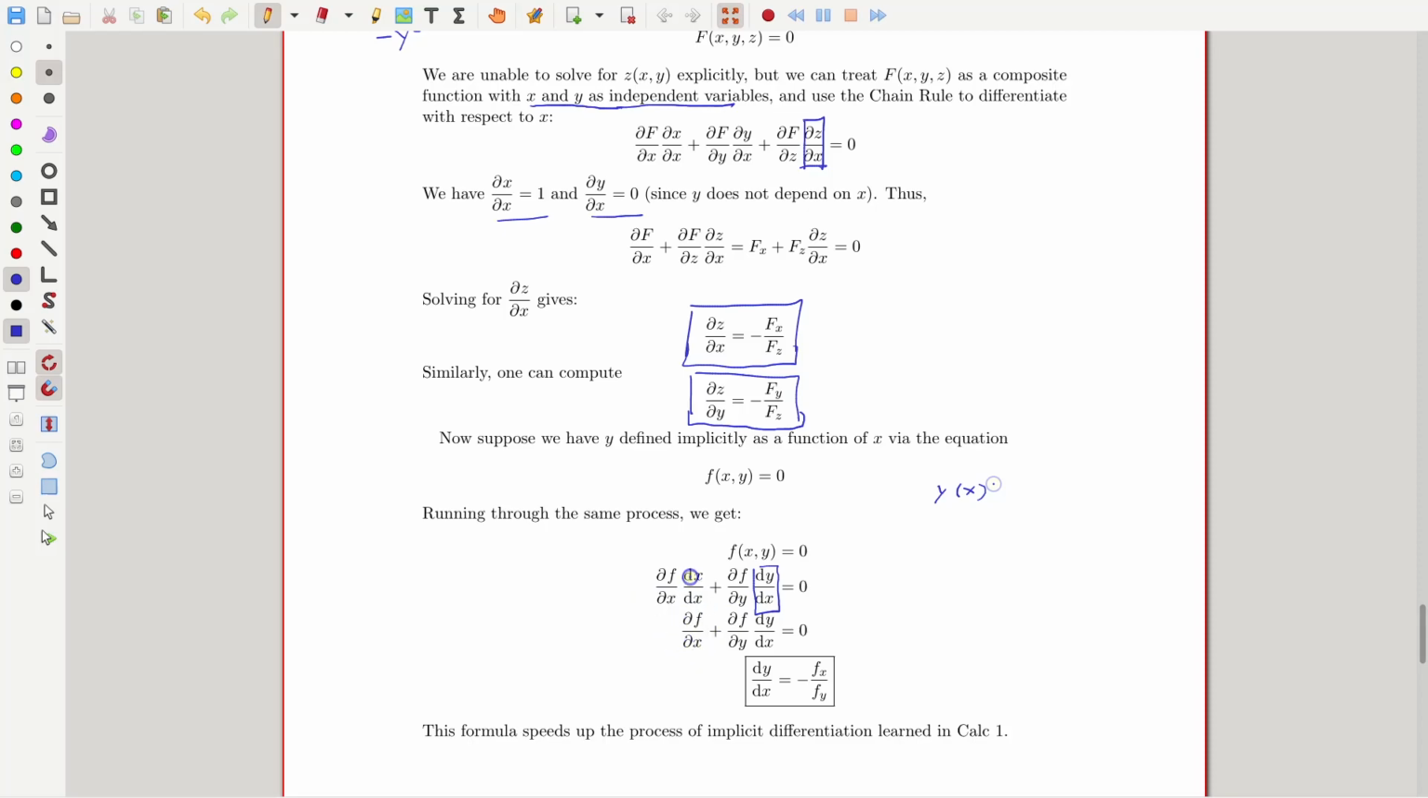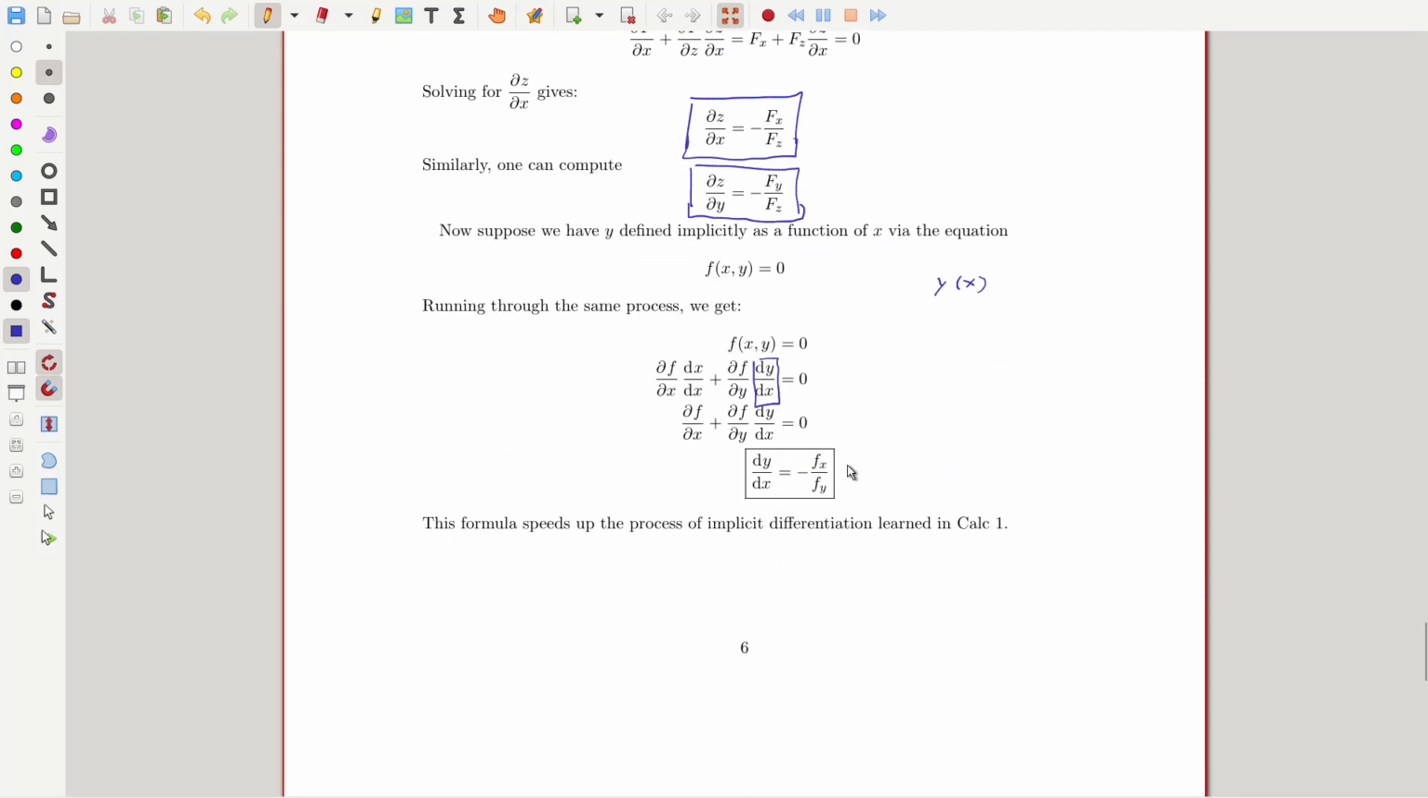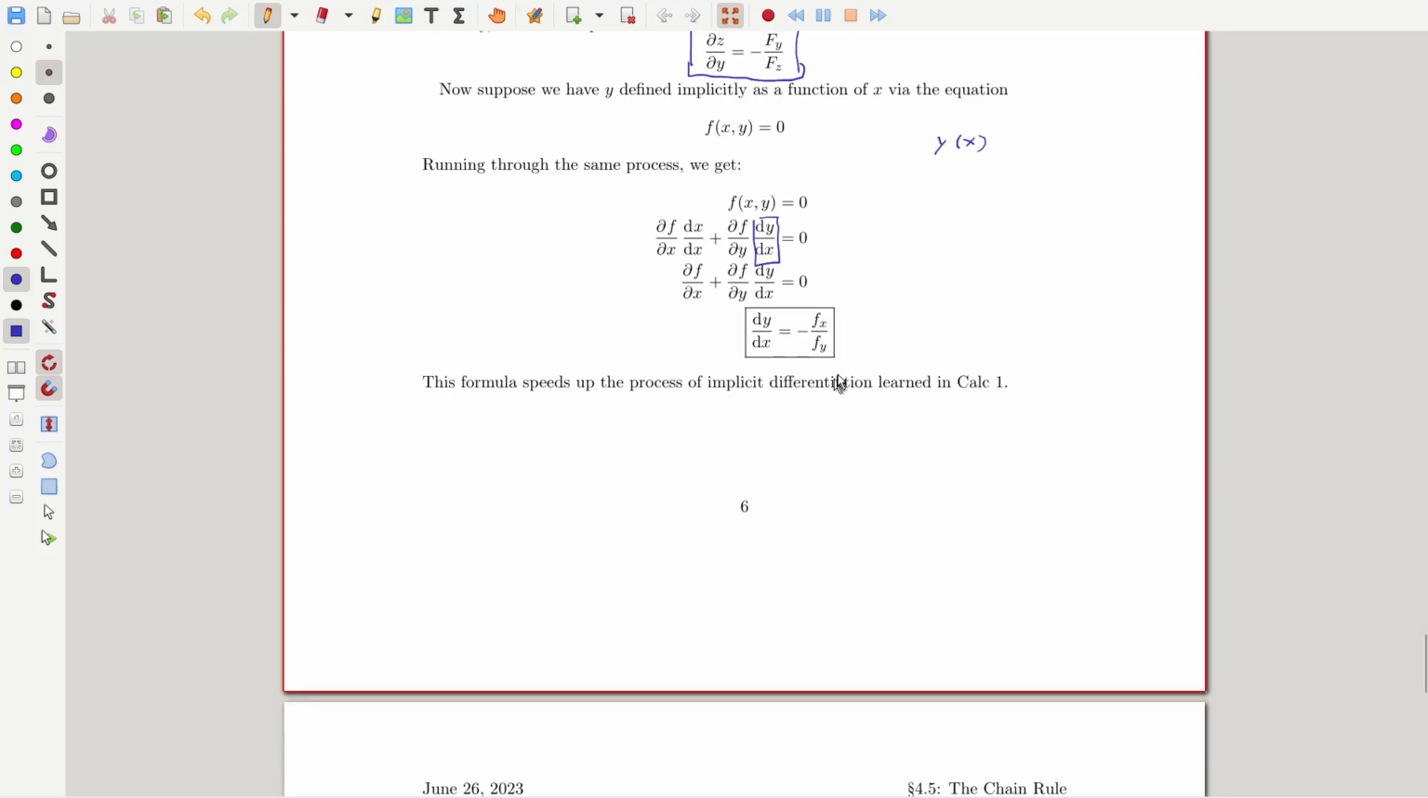So this is the step of just getting rid of that dx/dx, and then you move to the other side and rewrite the expression using subscript notation just because it looks nicer. So you have f sub x divided by f sub y, and then with a negative. So this formula ends up being used in one of your problems.